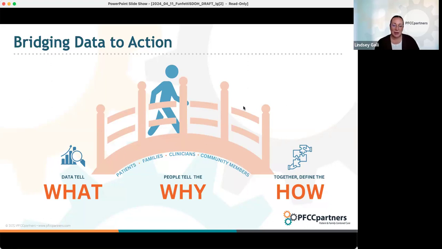And I know we have some great examples of how data has been used to bridge into action. And Barbara, I know you had shared a really great example of how data has highlighted needed community resources, specifically in San Francisco. So I'd love if you could share that example.